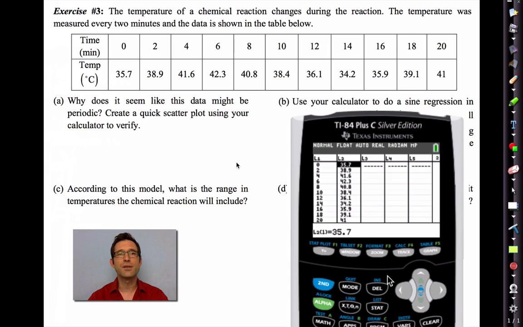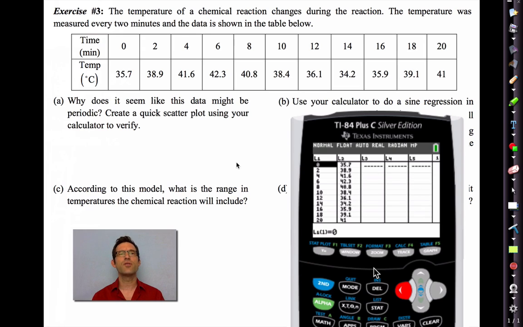And what you'll see is in L1, we've got 0, 2, 4, 6, 8, etc. And we've got the temperature then in L2, 35.7, 38.9, etc. Now, the question is, why does this data seem like it would be periodic, i.e. we would fit it with a sine curve? Well, for that, it's kind of cool to create a scatter plot. So let's walk through doing one of those really quickly.